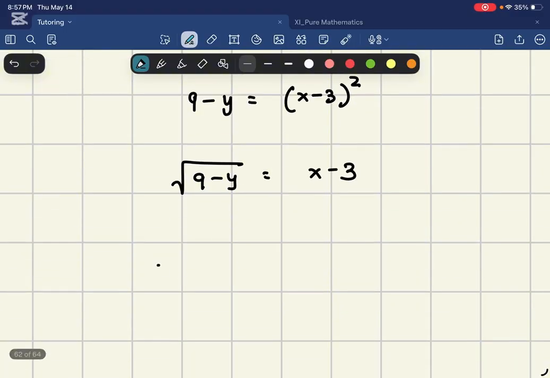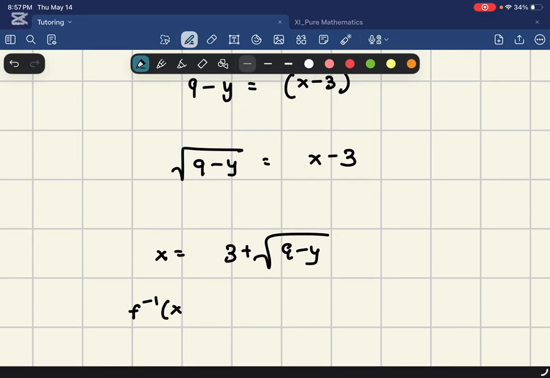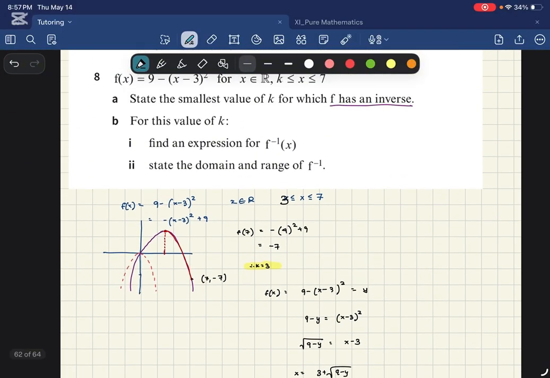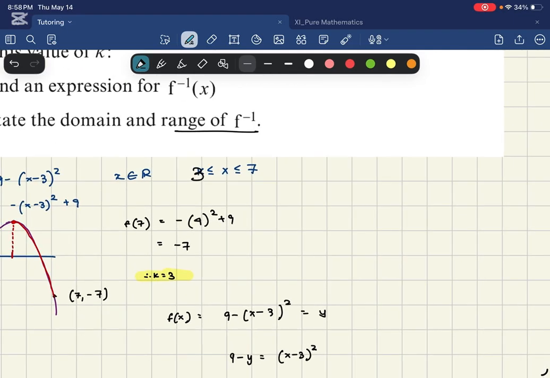And finally, I get x is equal to 3 plus square root of 9 minus y. And f inverse of x is equal to 3 plus square root of 9 minus x. All right, so that is going to be your expression. And then it says state the domain and range of f inverse of x.